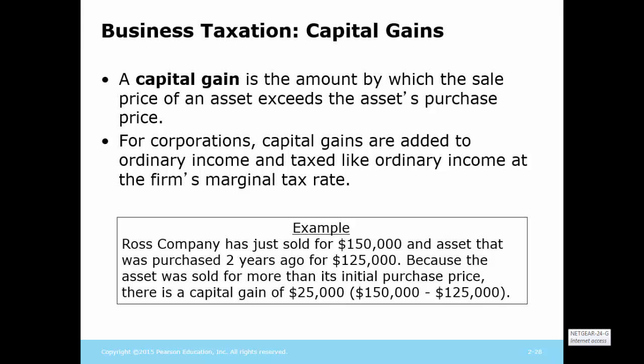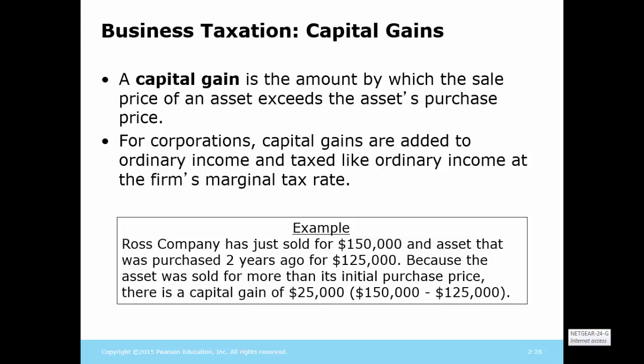We also want to talk just briefly about what happens with capital gains. Obviously capital gains are the profit that's recognized after we sell an asset for more than its value to the company. So we just sold a piece of equipment for $150,000. And we purchased this equipment 2 years ago for $125,000. Now we're not going to look at depreciation because that actually would even lower this. But since we sold it for more than its initial price, we're going to have a capital gain of $25,000.